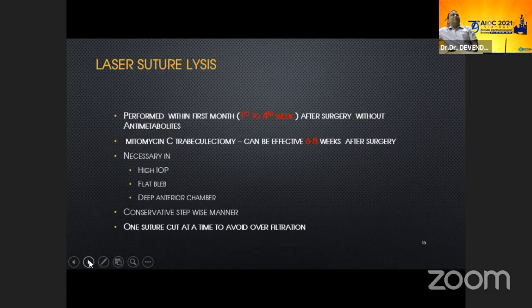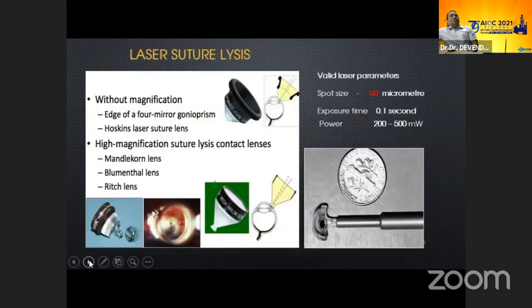Then coming to laser suture lysis: when we find out our bleb is failing due to a tight suture, we can perform suture lysis. It's helpful especially in the first month of surgery when we are not using antimetabolite. Once we are using antimetabolite, we can do it up to 6 to 8 weeks.